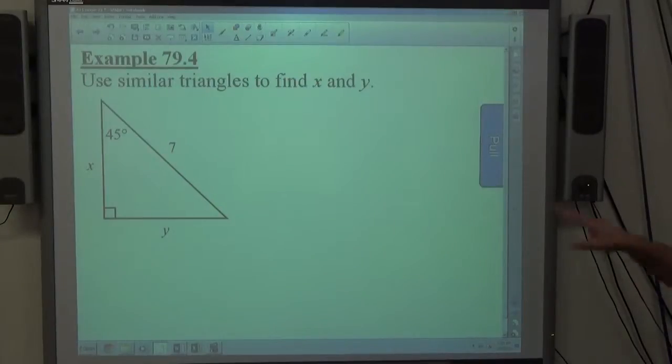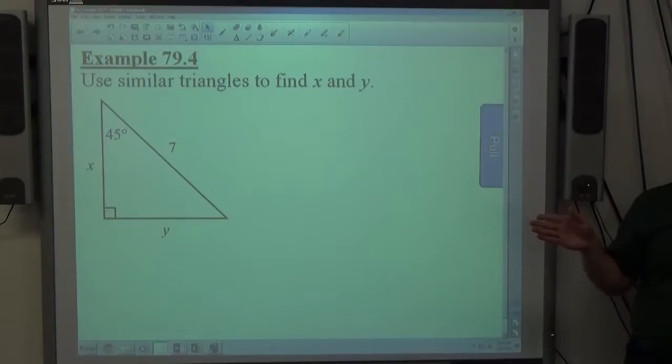Okay, for example 4, it says use similar triangles to find x and y. And it's going to want the exact values of x and y here, so it might not specifically say that. But usually it does, but sometimes it'll just say find them. They always want the exact answers. Do not give me decimal approximations on this. All right? Use similar triangles to find x and y.